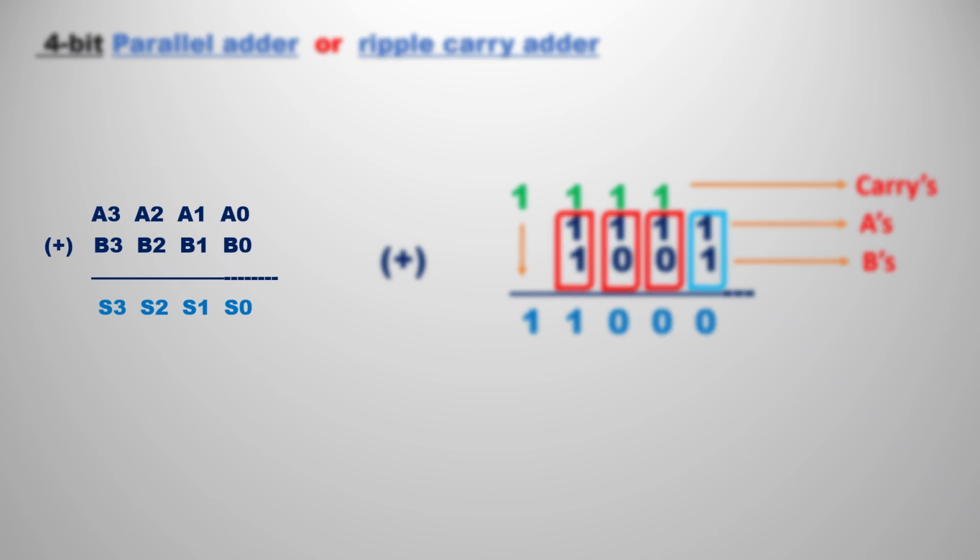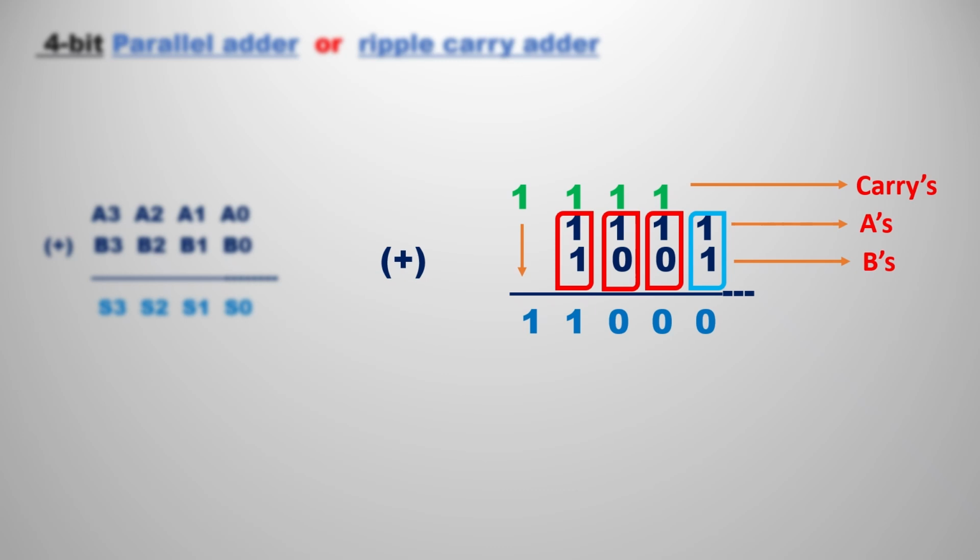With the help of a single full adder, we can add only 3 bits at a time, not 4-bit binary numbers at a time. So for this addition, we use the parallel adder, the cascading of full adders.